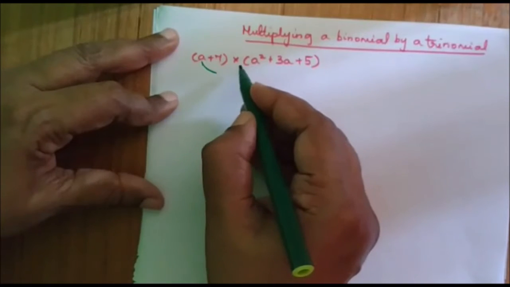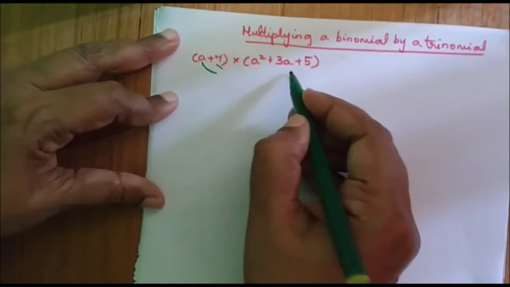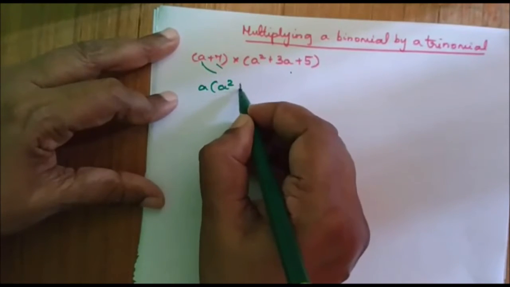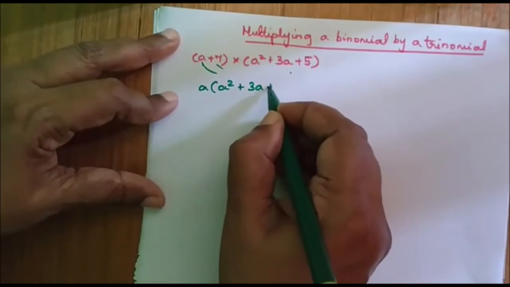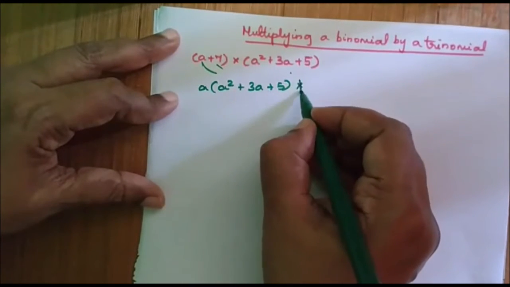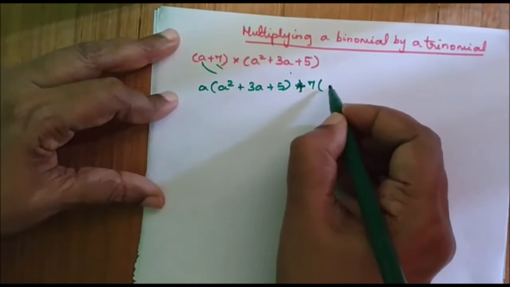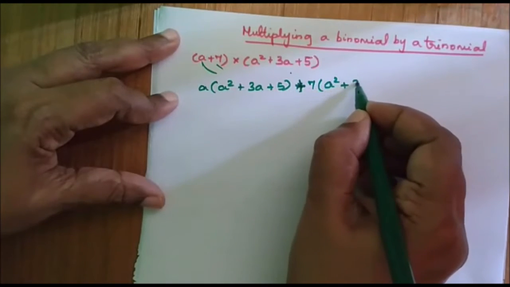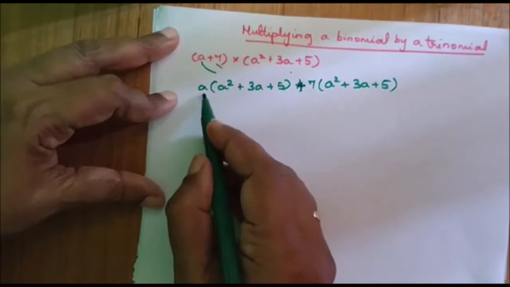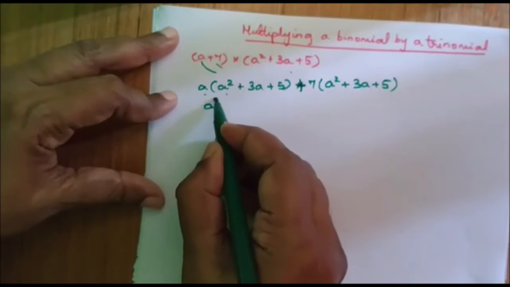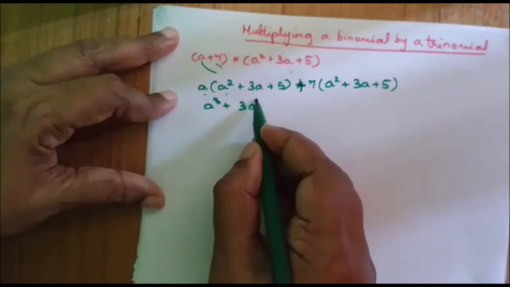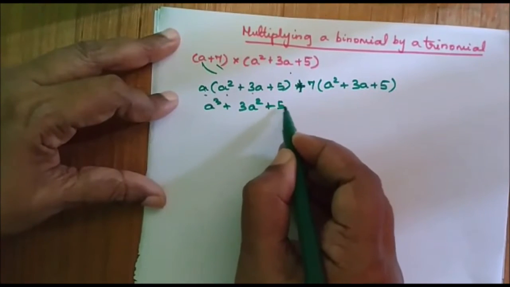A will multiply with the whole term, then 7 will multiply with the whole term. So this will be a into a squared plus 3a plus 5, plus 7 into a squared plus 3a plus 5. Okay. Now, what is a into a squared? It is a cubed. A into 3a is 3a squared plus 5a.